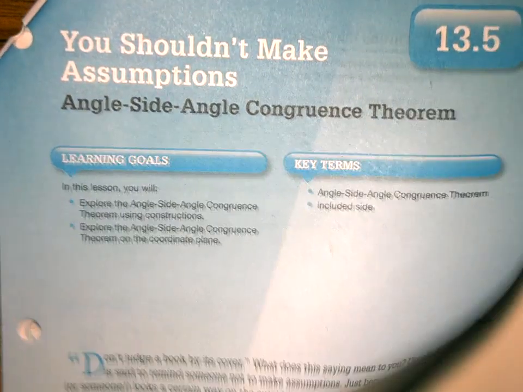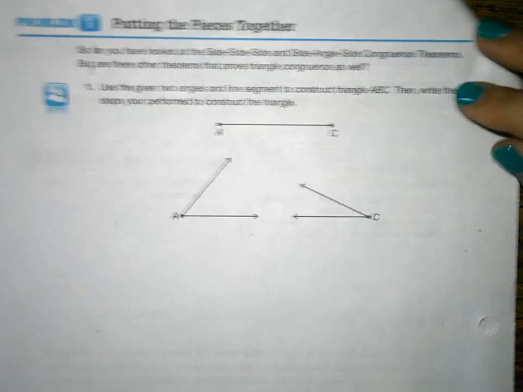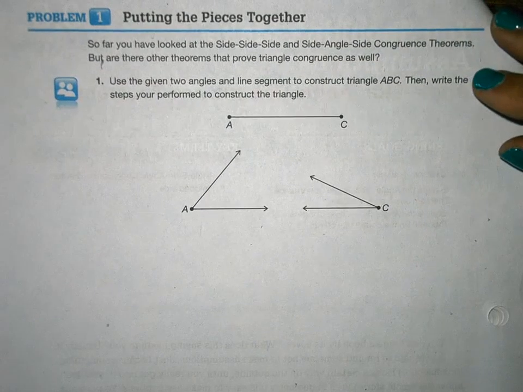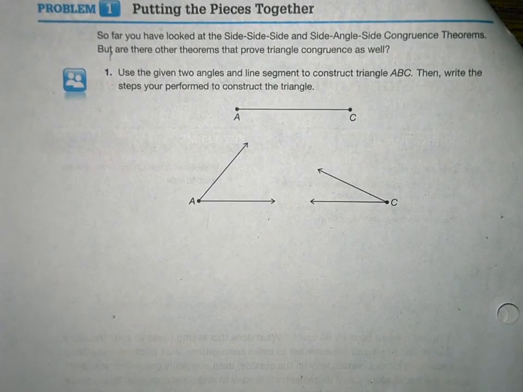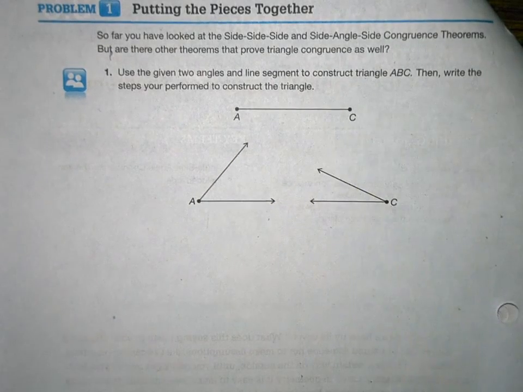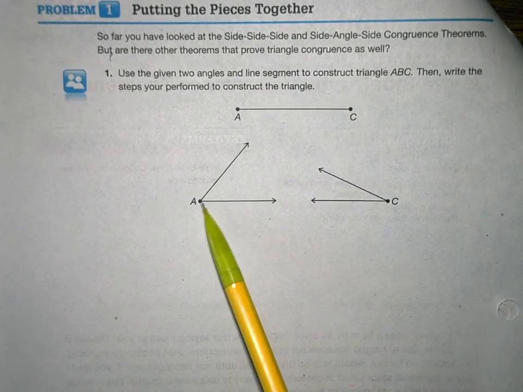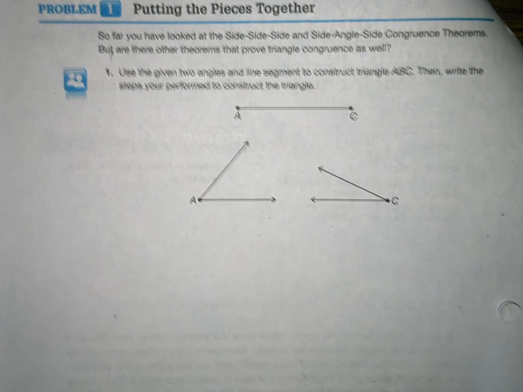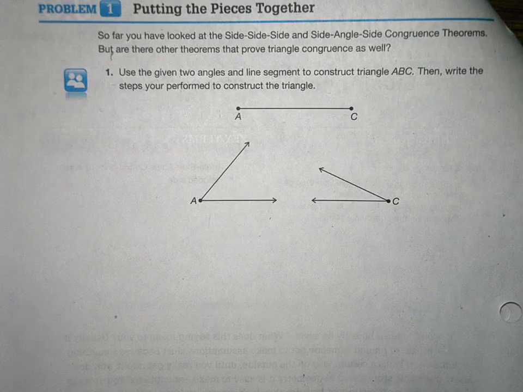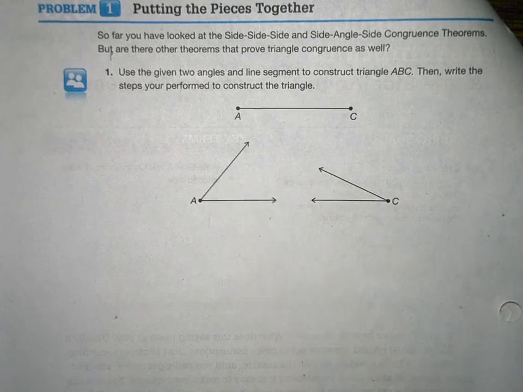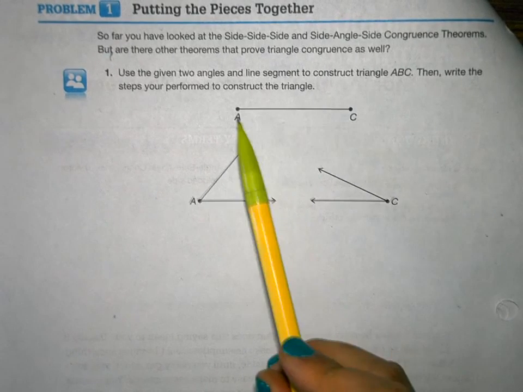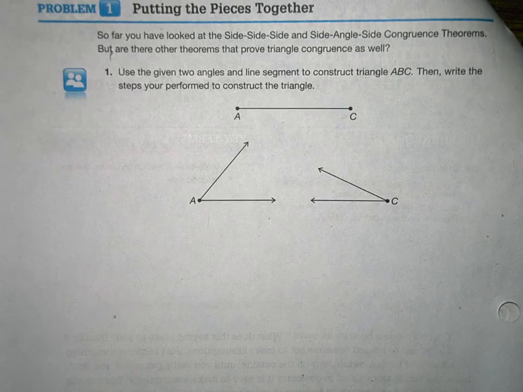So let's actually prove this using constructions to start. So for problem 1, I am giving you a segment that has to be part of your triangle, segment AC, and then I'm giving you angle A and angle C. So we are going to construct this using angle A and angle C, and then obviously segment AC needs to be in the middle.